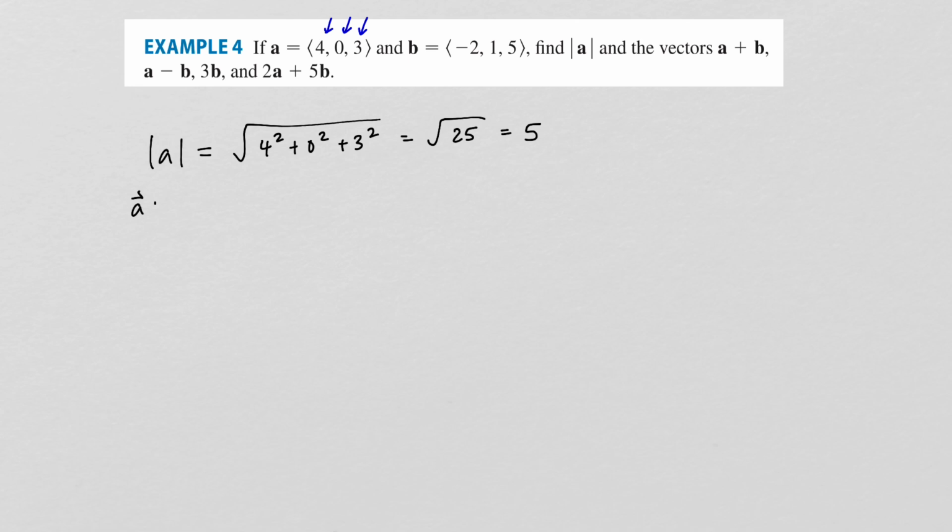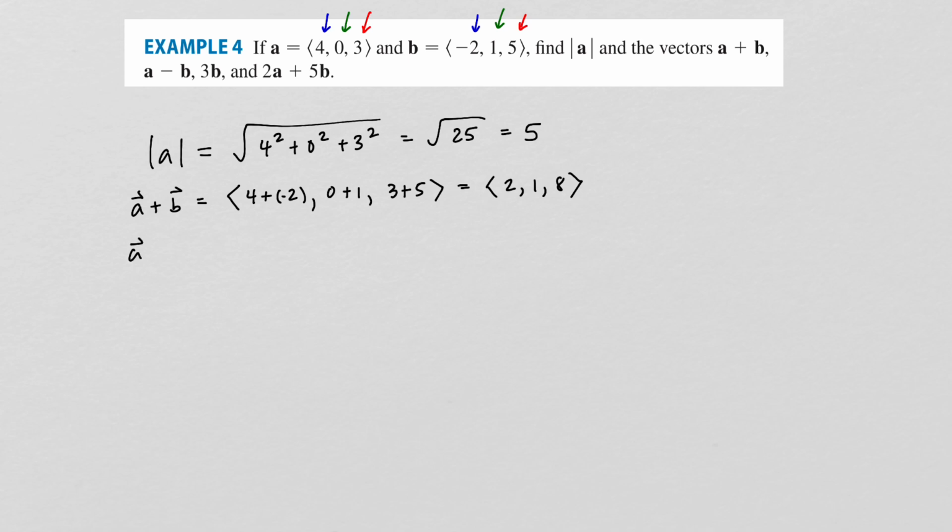To find the sum of the vectors A and B, we simply add the components of A and B together. So we are going to do 4 plus -2. That's the first component. Then we'll take 0 plus 1. And finally, 3 plus 5. And this gives us the vector 2, 1, 8.